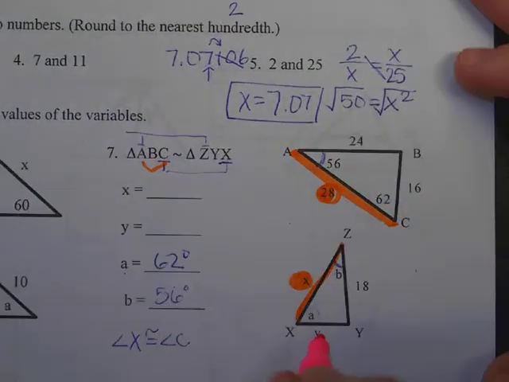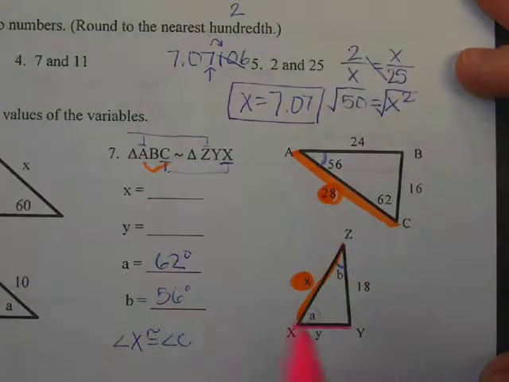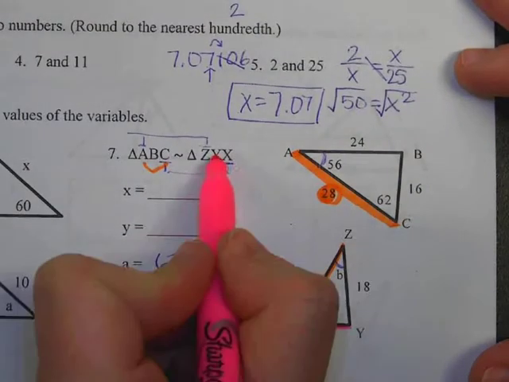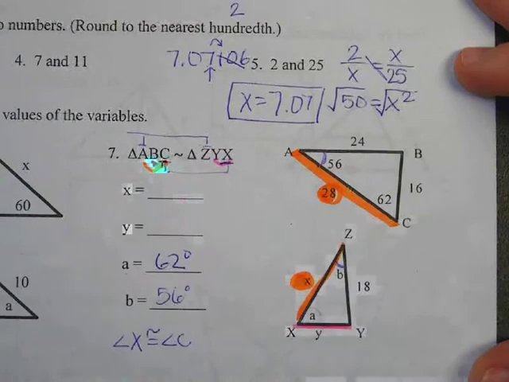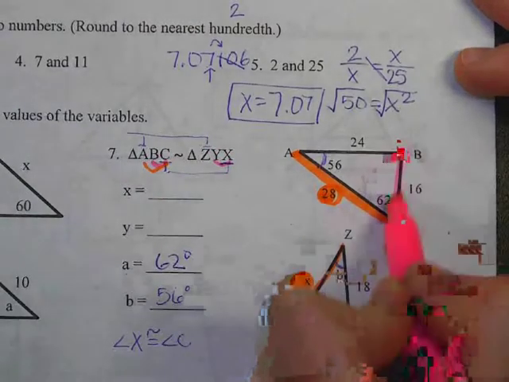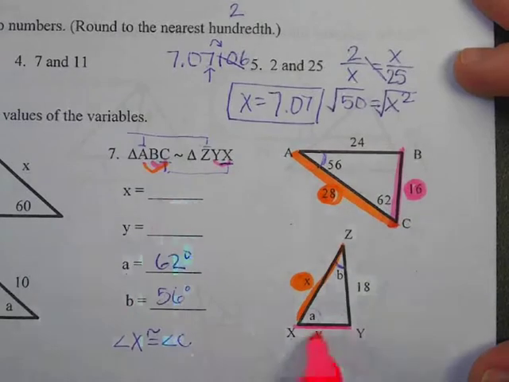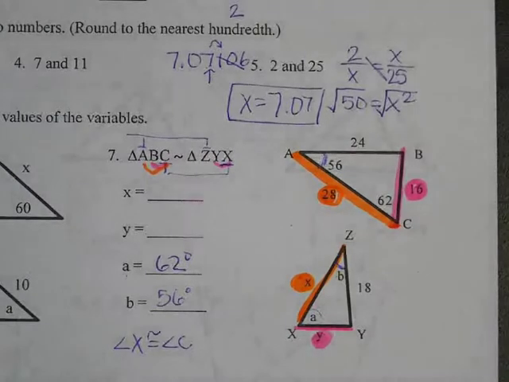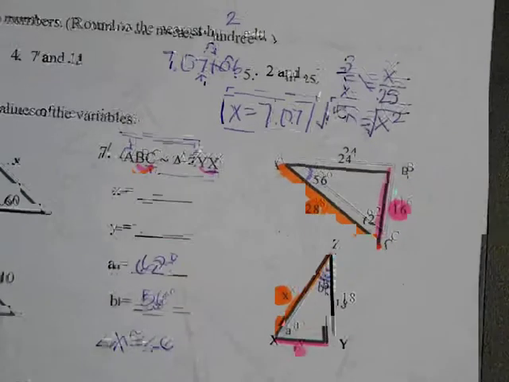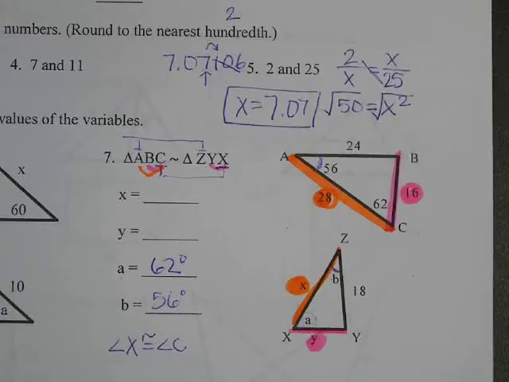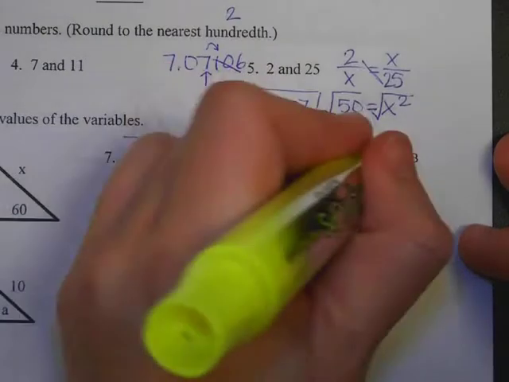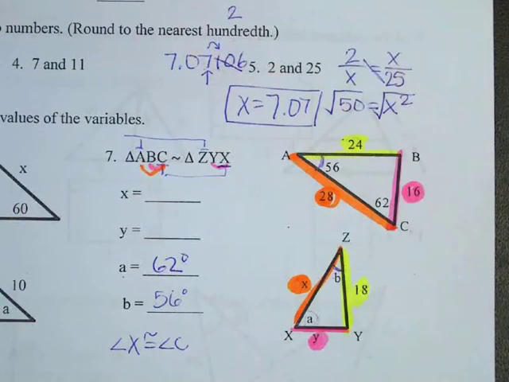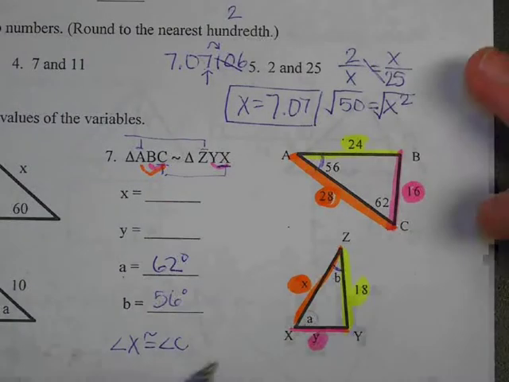Then I'm going to look at Y. Y is side XY, which is a middle name, last name. So XY should match middle name, last name, which would be BC in the first triangle. So that means 16 and Y match each other. That leftover side must also match each other. And not only that, but we know both pieces of those sides, which means that's going to be my ratio that I compare in both proportions.